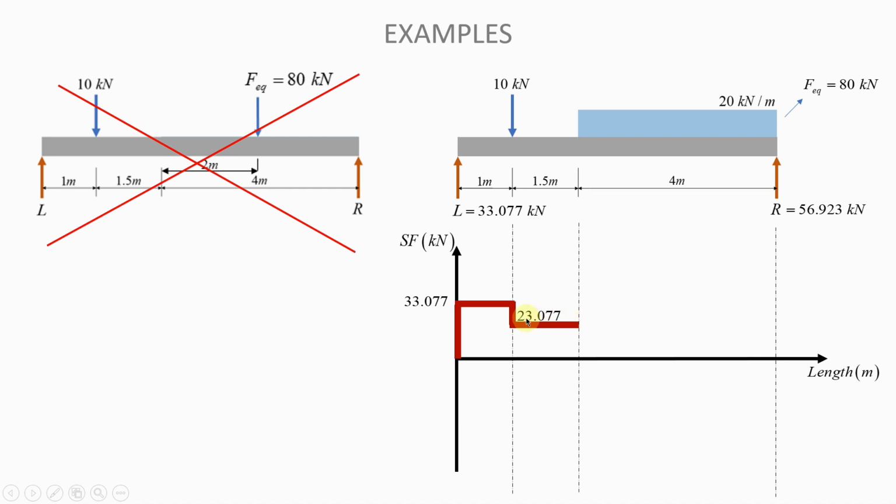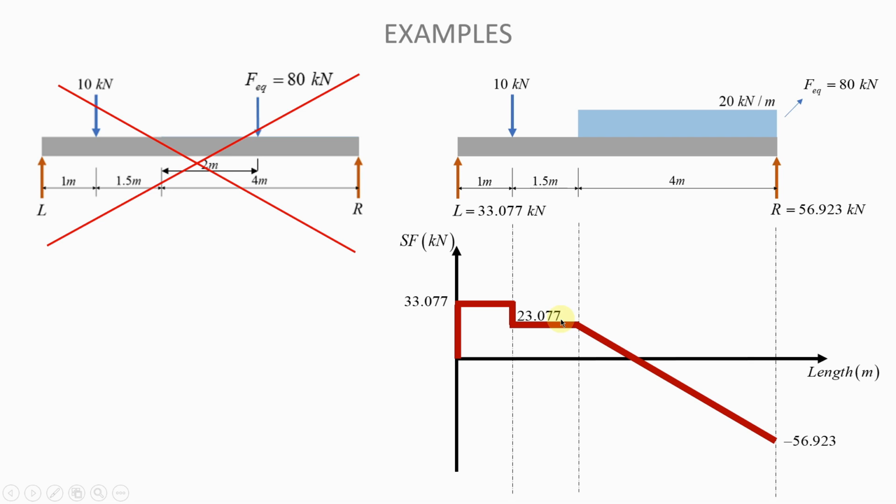So you will do 23.077 minus 80 because the UDL is pressing down on the beam. So it's 23.077 minus 80. That is where you're supposed to end here. So if you do 23.077 minus 80, what you get is minus 56.923, which is a point somewhere here. And that is where you're supposed to end.